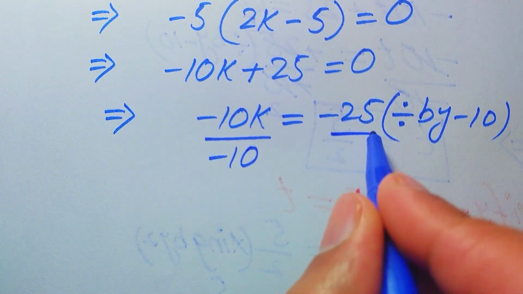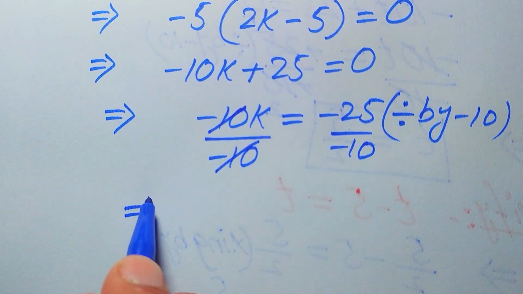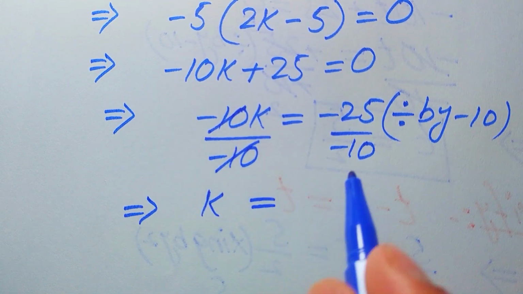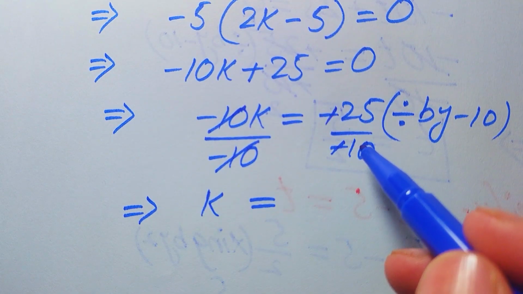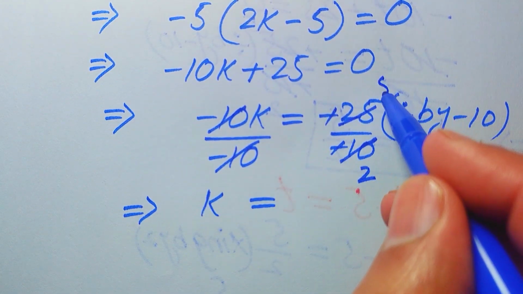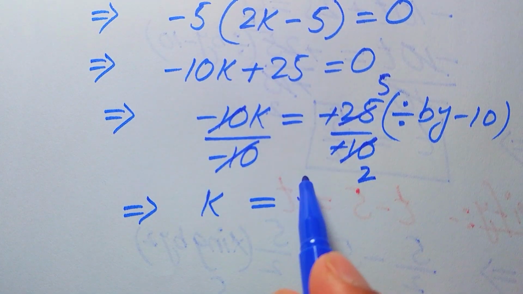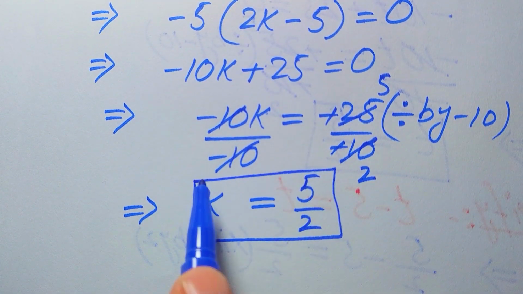When we divide by minus 10, it will be written in this form. This minus 10 and this minus 10 are gone, and we get k is equal to, here the minus and minus are gone, and we divide both of these two terms by 5, and we get 5 twos are 10 and 5 fives are 25. So we get the value of k is equal to 5 over 2.